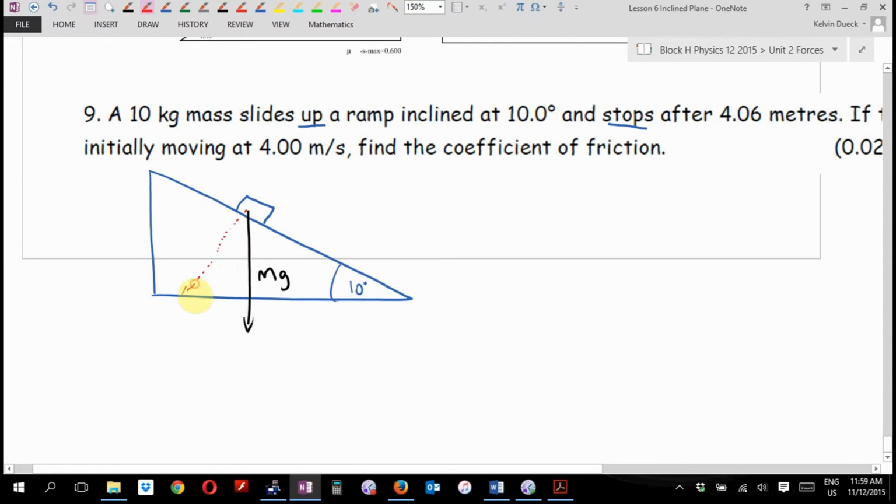So here's my picture, and this is mg perpendicular and mg parallel. Definitely a normal force.